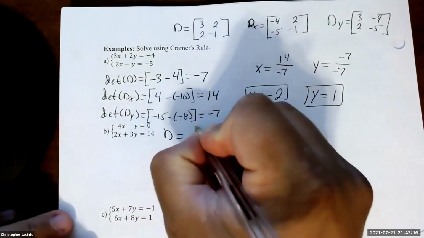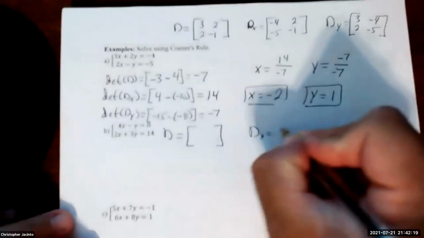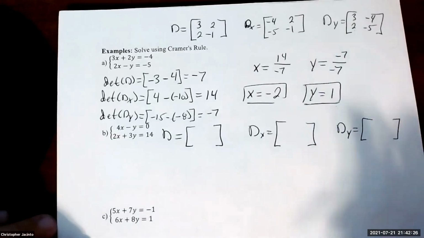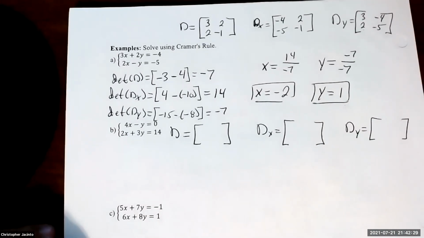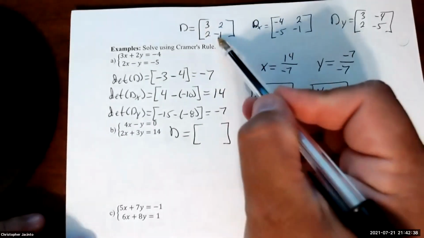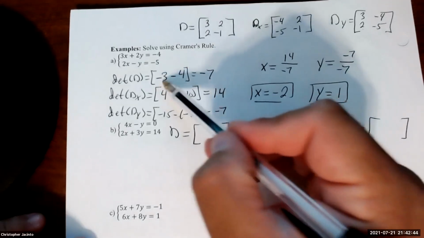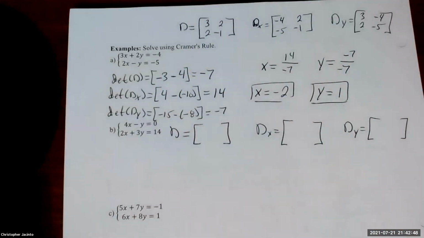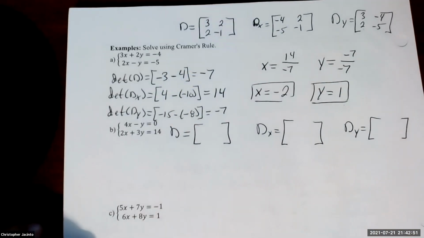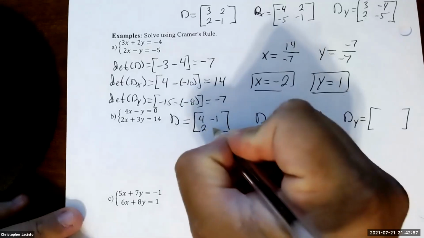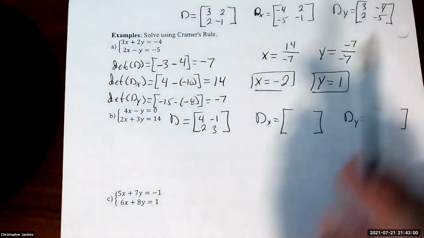So same thing. We've got to define our d, dx, and then dy. Oh, no, it's 3 times negative 1. That's a negative 3. So it's a negative 3 there, if that's what you're asking. Yeah, so be careful. Okay, so if we define it, 4, negative 1, 2, and 3. Right, just follow the same pattern we did on top.